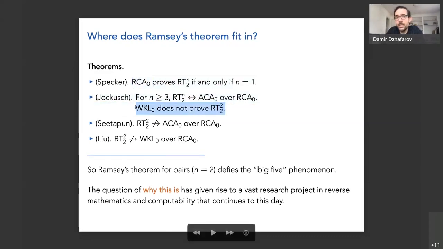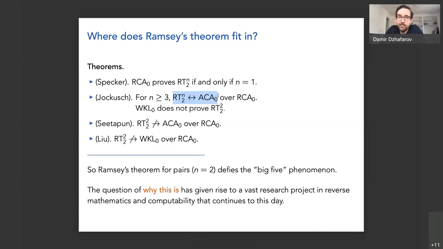But he also showed that WKL0 does not prove Ramsey's theorem for pairs. So ACA0 proves Ramsey's theorem for all exponents n, but WKL0 does not prove Ramsey's theorem for pairs. And he left open the question of whether Ramsey's theorem for pairs is also equivalent to ACA0. This was something he didn't know in his paper, and his coding technique for giving this equivalence did not work for pairs. He really needed 3 degrees of freedom to do it.